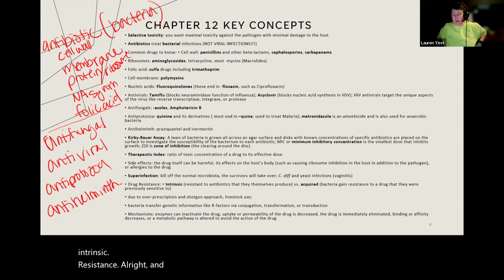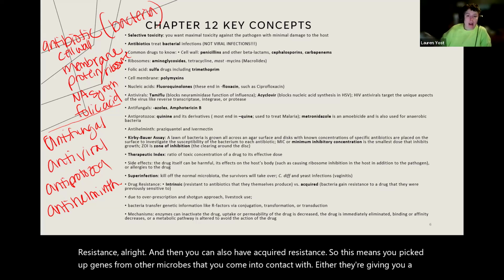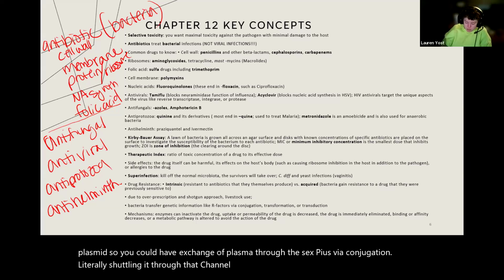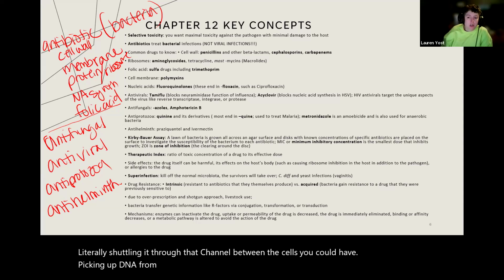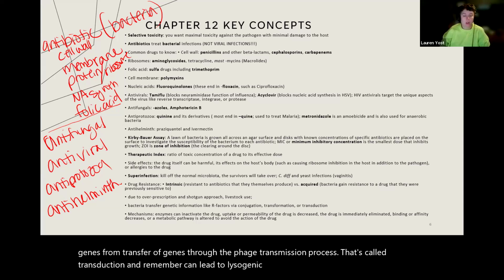And then you can also have acquired resistance. So this means you picked up genes from other microbes that you come into contact with. Either they're giving you a plasmid, so you could have exchange of plasmid through the sex pilus via conjugation, literally shuttling it through that channel between the cells. You could have picking up DNA from outside the cell, that's transformation, or you could have gotten your genes from transfer of genes through the phage transmission process. That's called transduction, and remember, can lead to lysogenic conversion of bacteria that way.